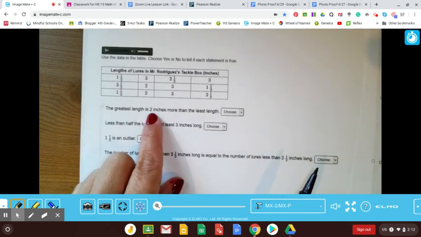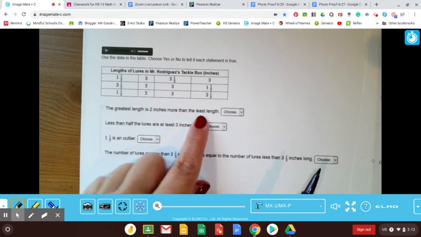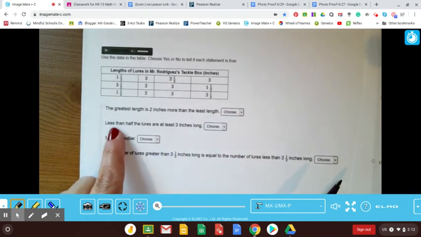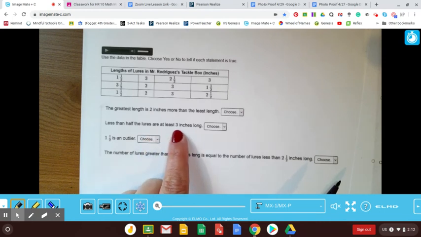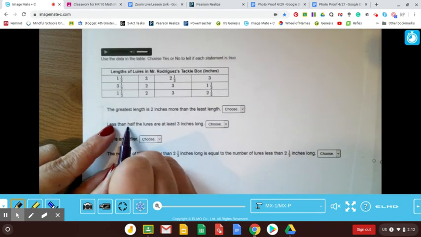So the greatest length is 2 inches more than the least length. So for that, you would do a little subtraction, and it's either going to be yes or no. Let's take a look at this one. Less than half the lures are at least 3 inches long. Now, half of the lures would be how much?